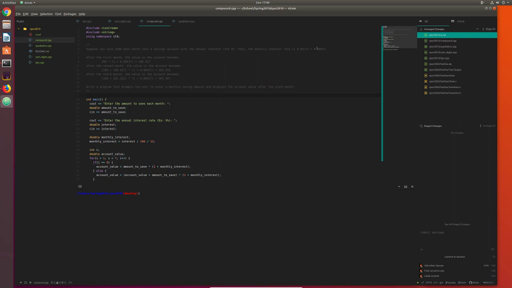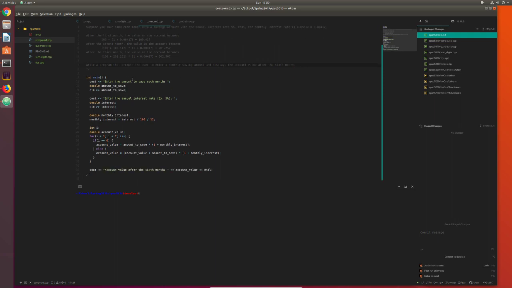Then you have the monthly interest rate. It's calculated that way, and then it kind of gives you an example of what the account value would be after each month, going up to 3 months. Basically, I wanted to replicate this and then display the monthly account after 6 months. So I have the user enter the amount they want to save each month, and then the annual interest rate that the account will have.